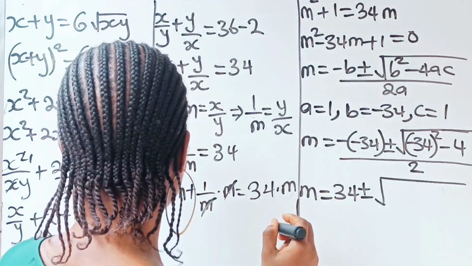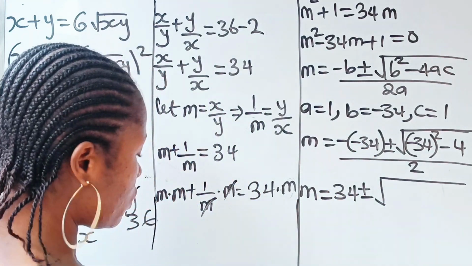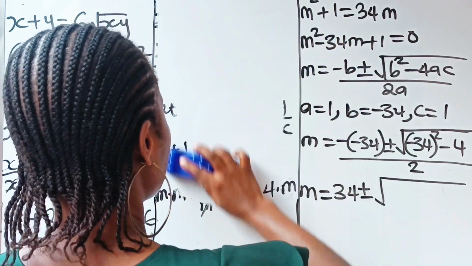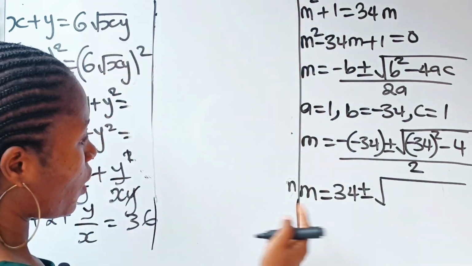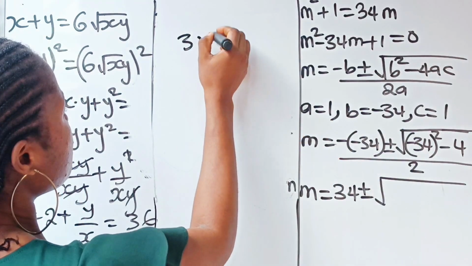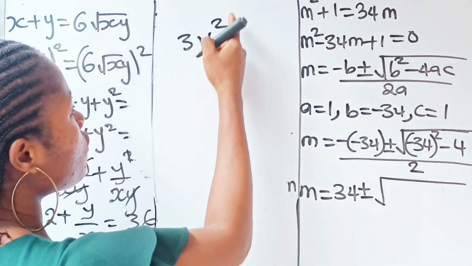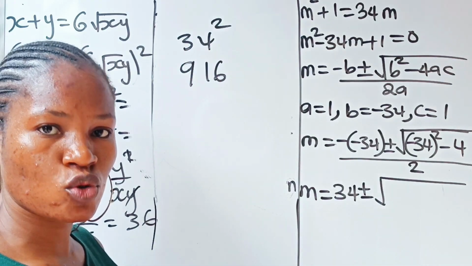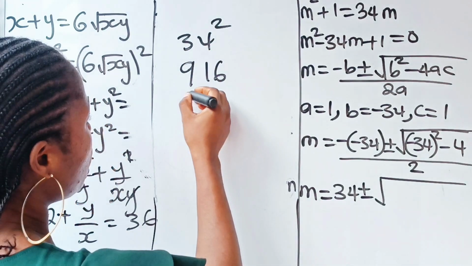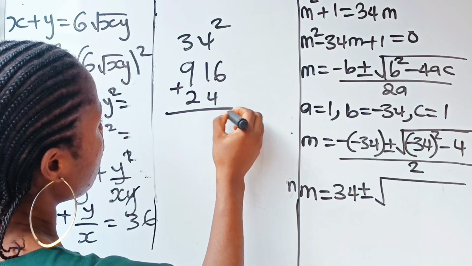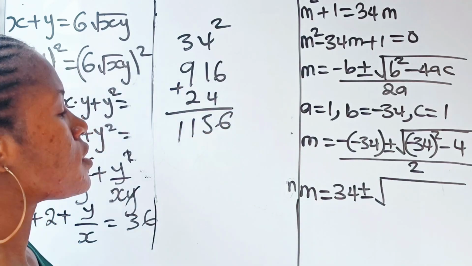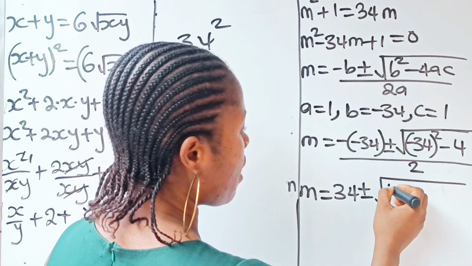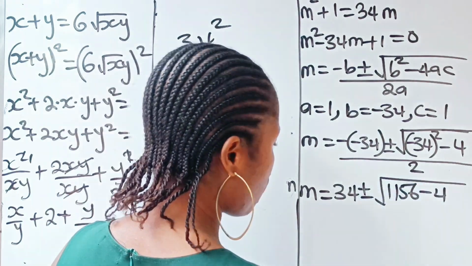I'm going to solve this using one of my math tricks. This math trick states that if I want to solve 34 squared, I can solve it this way. 4 squared is 16, 3 squared is 9. Now 3 times 4 is 12, and double of 12 is 24. I will add them, so I'll have 6, 5, 1, 1. So it simply means that 34 squared is 1156. So I have 1156 minus 4.